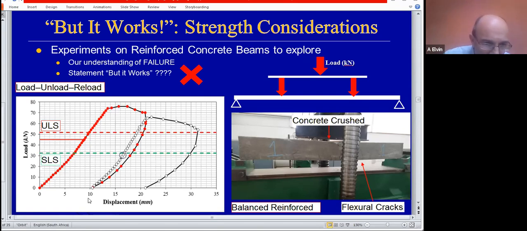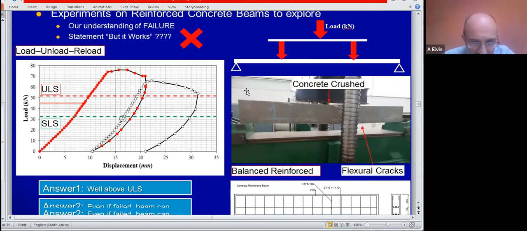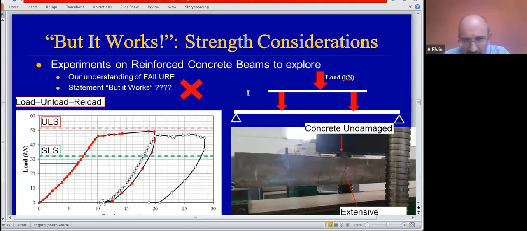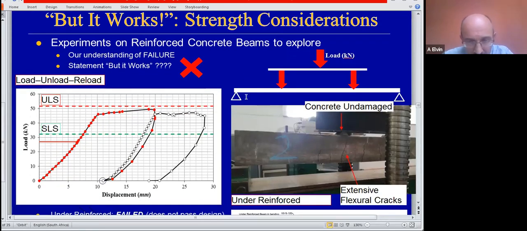And the fact that we've unloaded it and reloaded it, and it still maintains the synthetic or the rational design values is irrelevant. The structure has failed on all planes, both serviceability and ultimate limit state. Let's continue and see what you make of the following slide. It has not collapsed. All right, so this is the summary of what has happened.